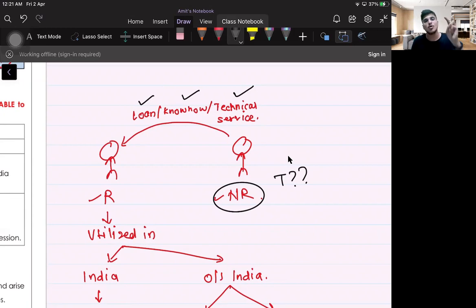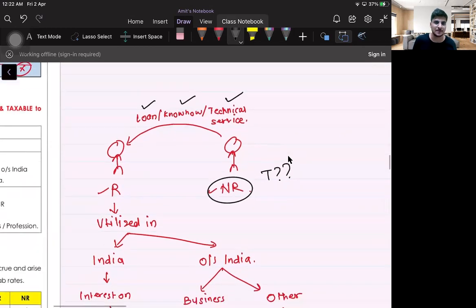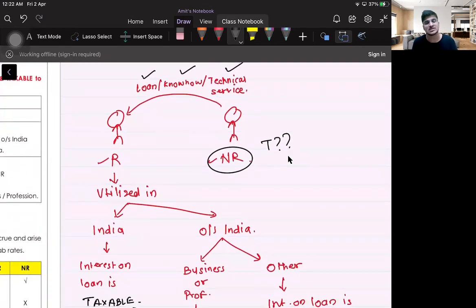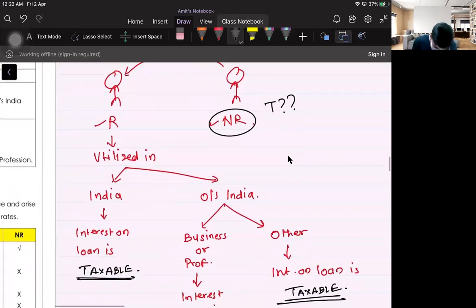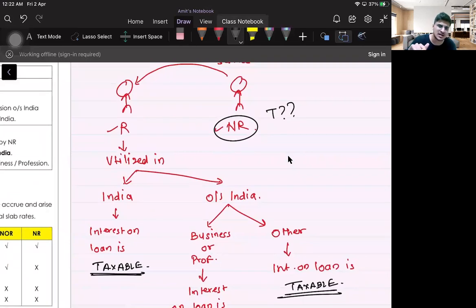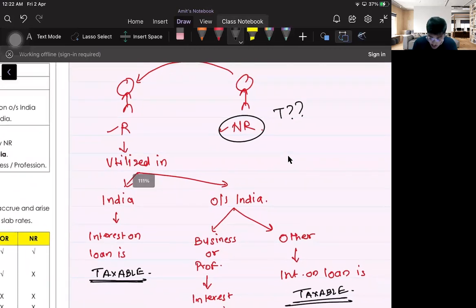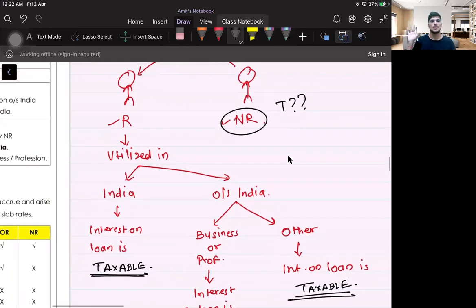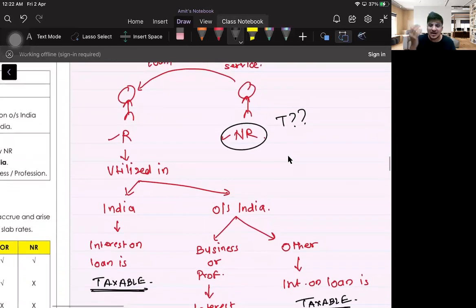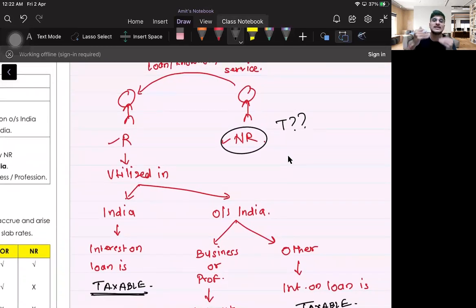Utilization of loan, know-how and technical service, yeh resident kaise utilize kar raha hai, is pe dependent hoga. The loan, know-how and technical services which are provided by a non-resident to a resident, if he has utilized it in India, agar woh India mein utilize kar raha hai, to interest hai, royalty hai ya FTS hai, woh non-resident ke liye taxable hoga. Basically, whether the income of a non-resident will be taxable or not will be dependent upon the utilization done by the resident.